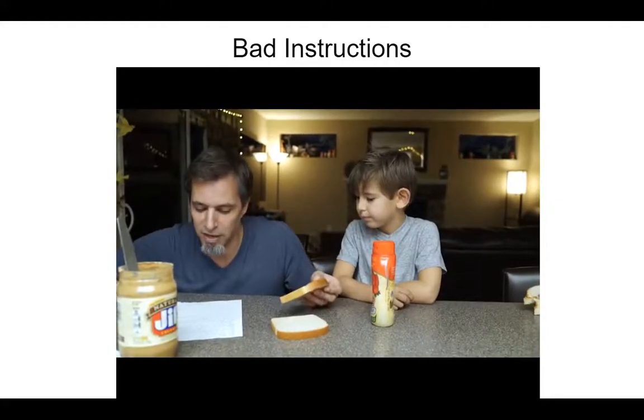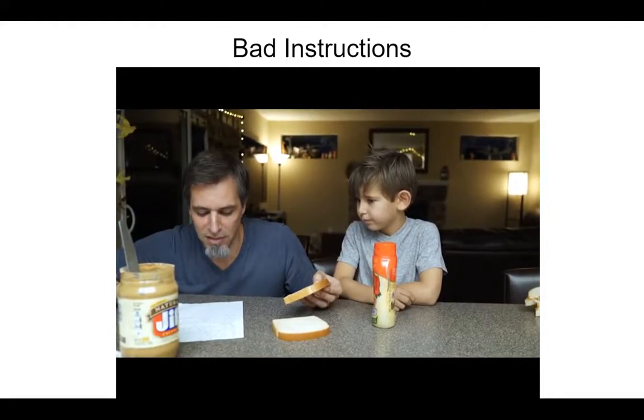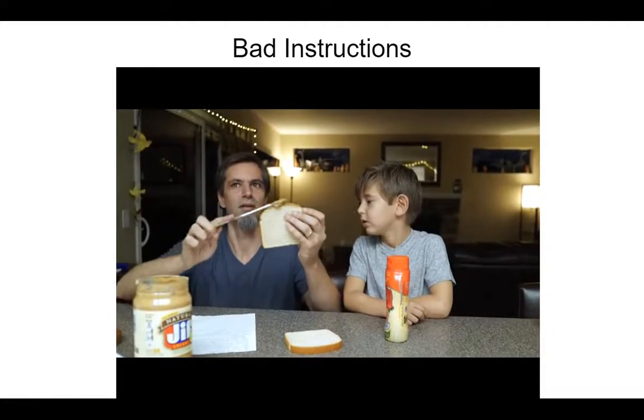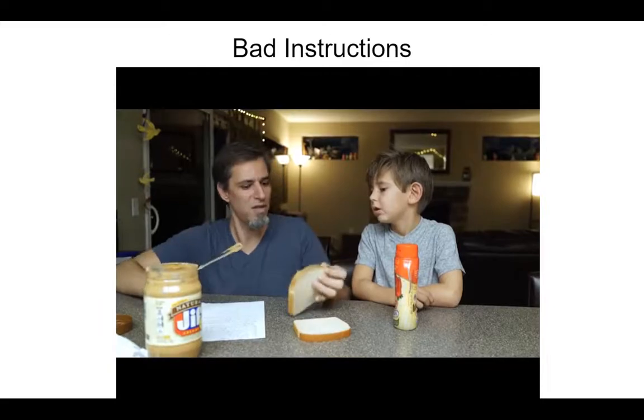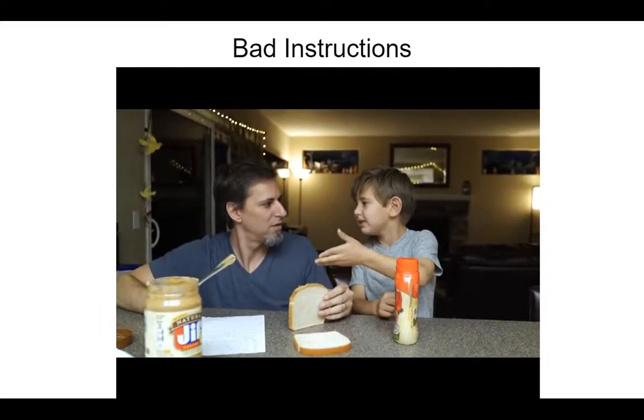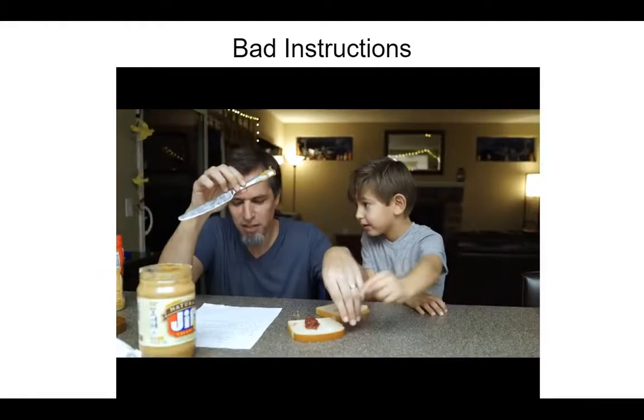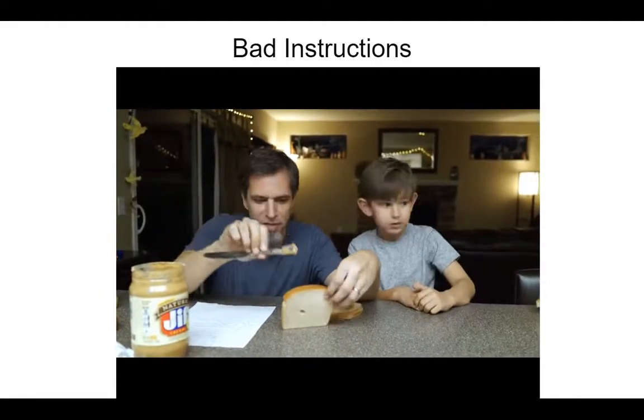Take 1 piece of bread and take the butter knife that has the peanut butter on it and spread it all over the top of the piece of bread. Dad, that's the top. I mean the sides. Squirt some on another piece of bread. Take the butter knife, rub it all over the top of the piece of bread.